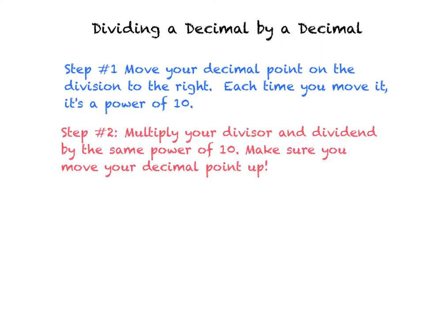Step number 2, make sure you multiply your divisor and your dividend by the same power of 10. And then make sure you move your decimal point up, counting the spaces, understanding the power of 10, and then moving that decimal point on your dividend the same number of spaces and then bringing it straight up. And then finally, step 3 is to just divide as normal. So there you go. Your 3 steps to being successful with dividing a decimal by a decimal. I hope you write these steps down, and good luck on your work today.